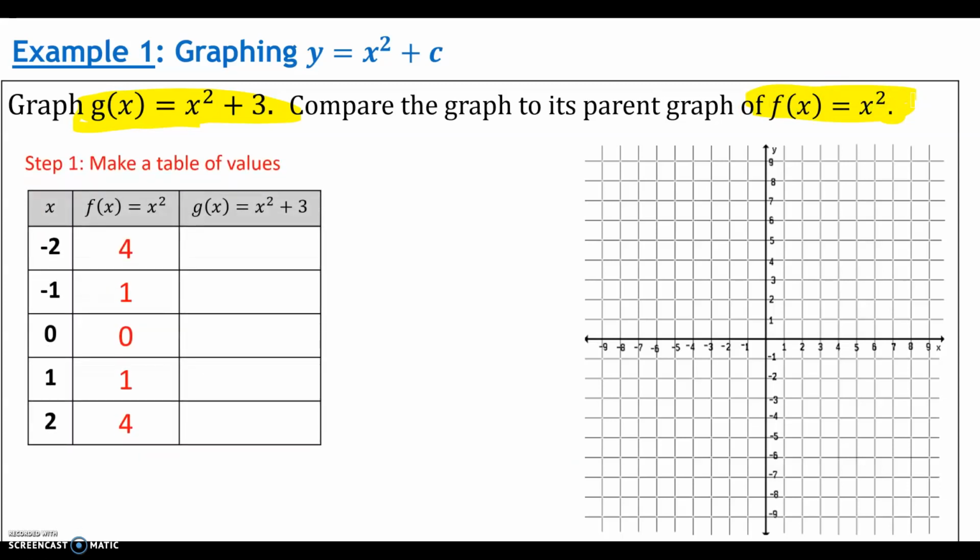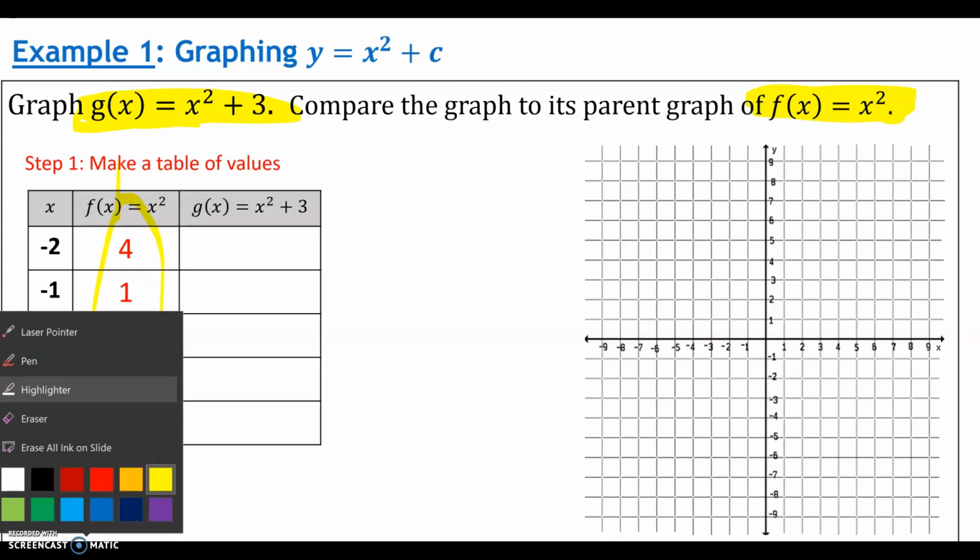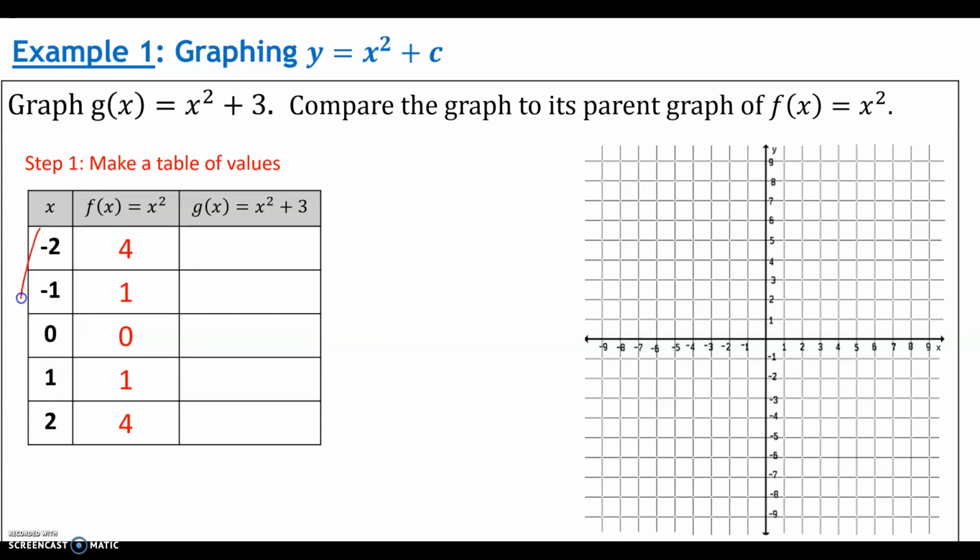And I kind of changed my table like I did from the other ones before. But these numbers right here are always going to be the same. And in case you're super confused where I got those, you take your x's, which I'm always going to tell you, and you plug them in, and you get 4, 1, 0, 1, 4. Those are going to be the same. So you should write those on every single homework assignment.